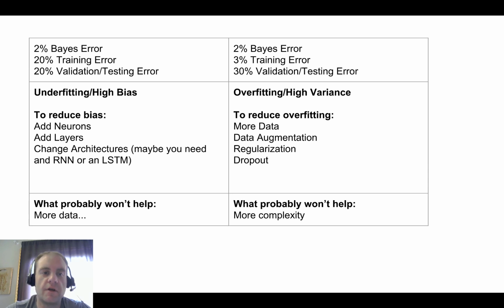Here are two common scenarios that I thought we might want to look at. In the first scenario, I'm talking about Bayes error. What's Bayes error? That might not be something you've heard of. Bayes error is our prior assumption about the best error that we could hope to achieve in the model.